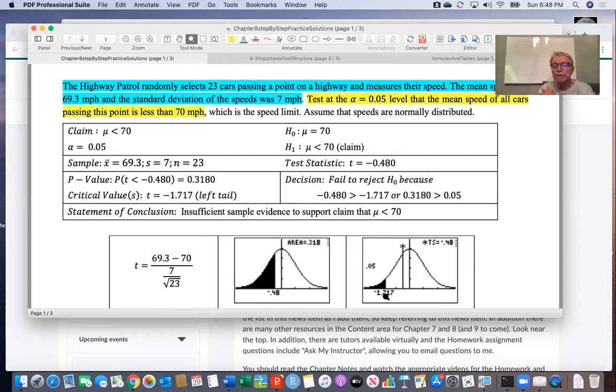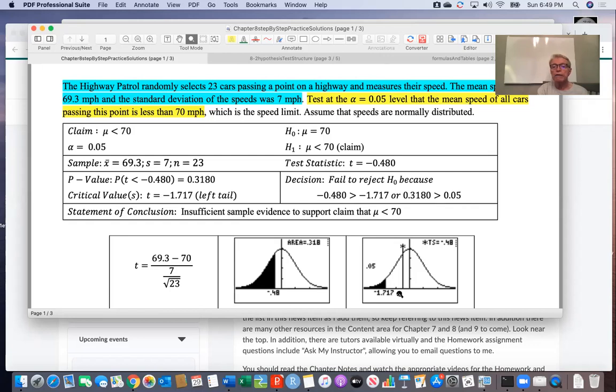We've got our negative 1.717 sketched, plotted, and alpha is 0.05, so this area underneath the curve to the left of negative 1.717, the critical value, is equal to alpha. That's our unlikely probability, so any test statistic value that is more negative than negative 1.717, farther from the mean than this critical value, would cause us to reject H0.